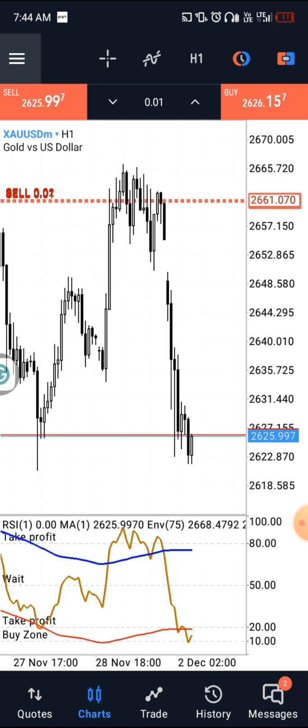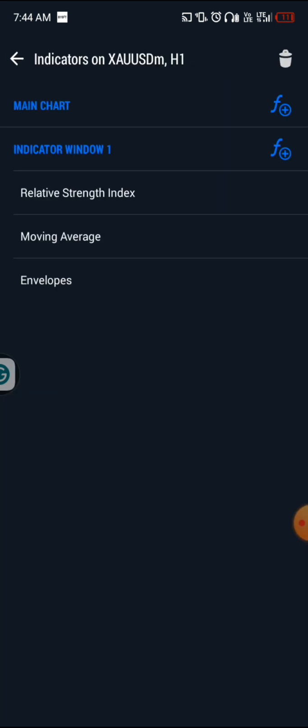You click on the F icon, and these three indicators are what you're going to be using. You are going to be using the relative strength index, the moving average, and the envelope. So these three indicators are what you're going to be using.